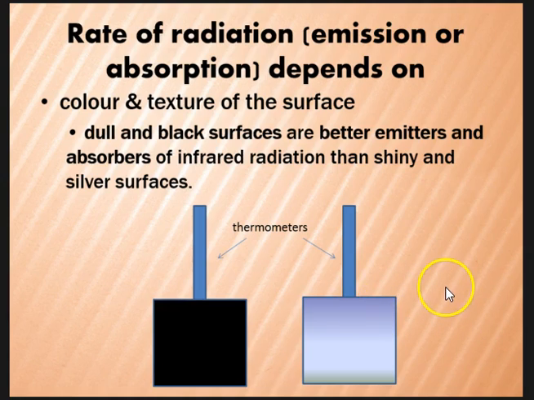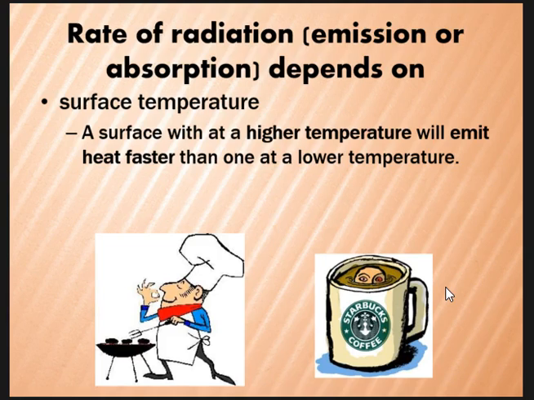So besides color and surface texture, what other factors affect the rate of heat being emitted? One other factor is the surface temperature. A surface with a higher temperature will emit heat faster than one that is at a lower temperature. In the diagrams below, a barbecue pit is a lot hotter than a cup of hot coffee. Hence, the rate of emission from the barbecue pit is higher than that of a cup of hot coffee.